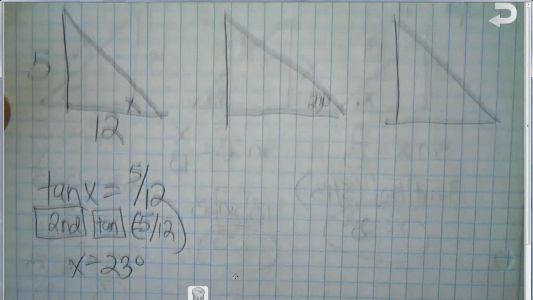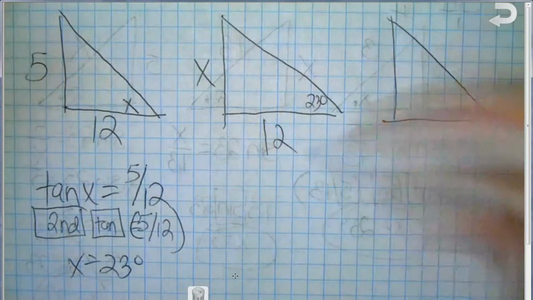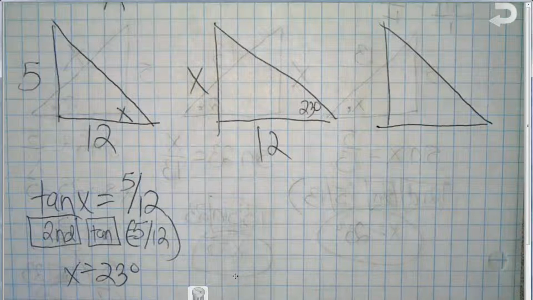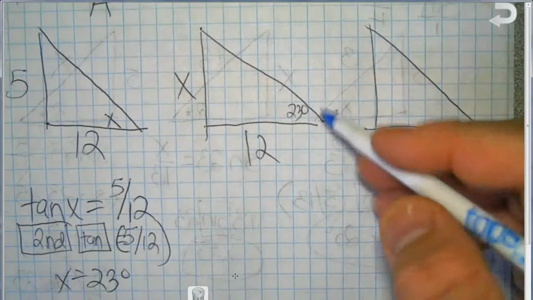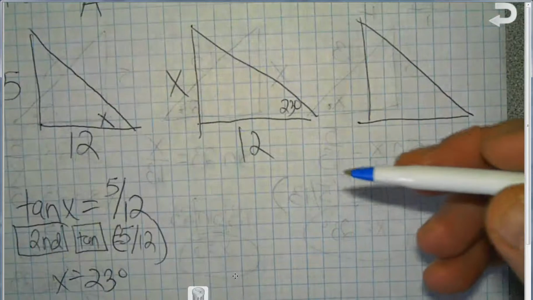Let's do the one where the x is on the top. So x over 12. Somebody different. What's my ratio? Speak up, or I'm going to be calling on you.